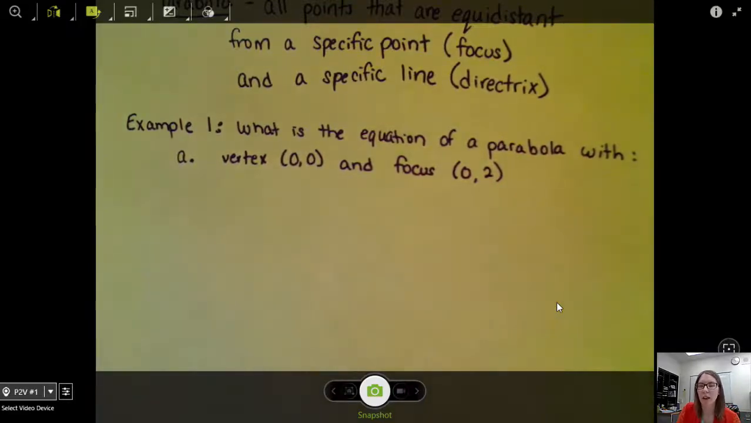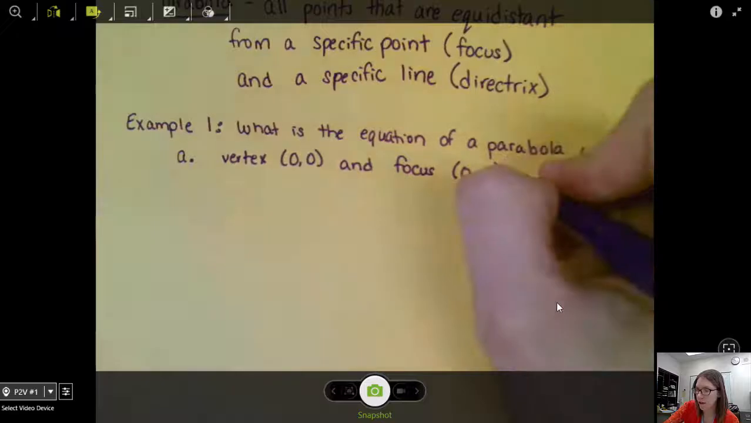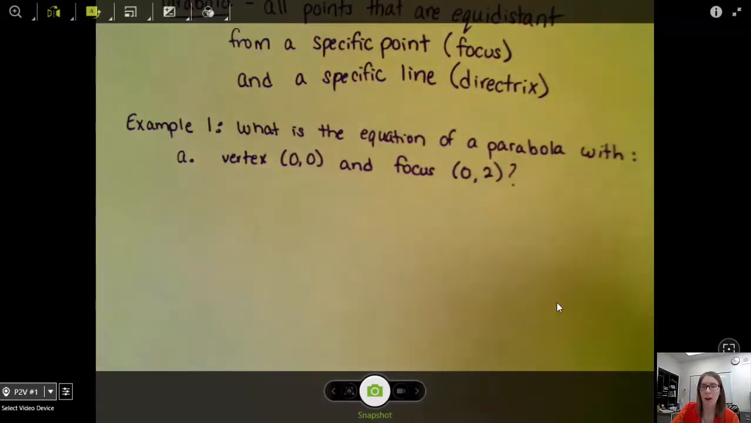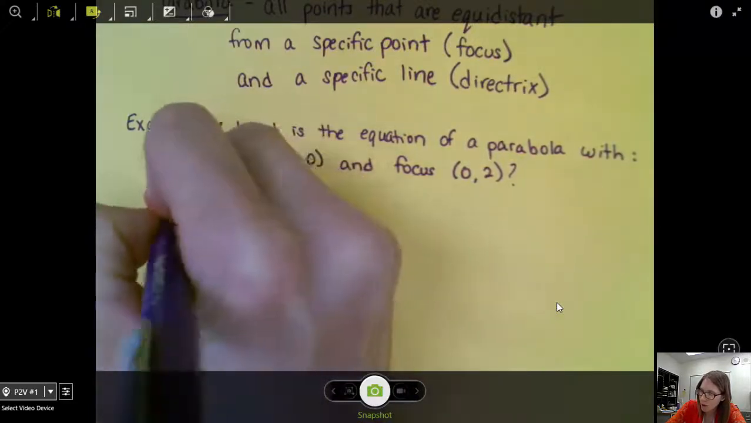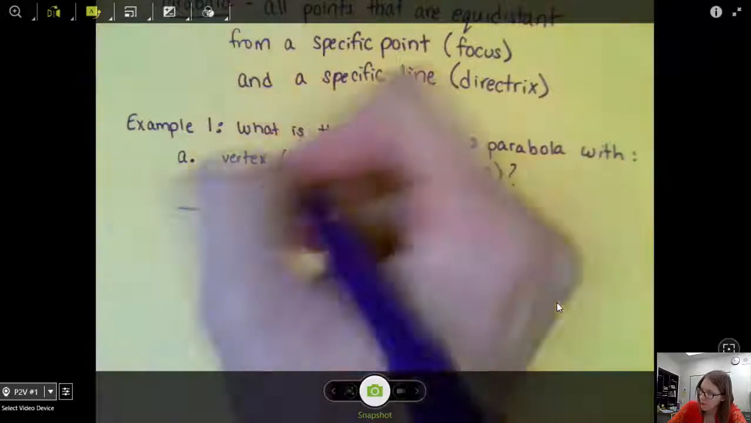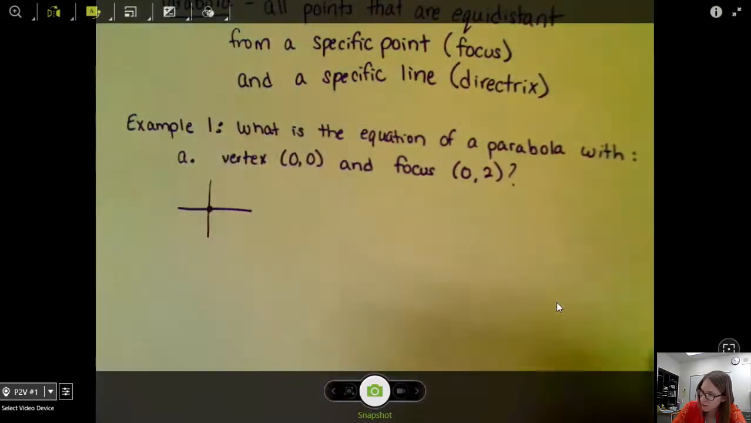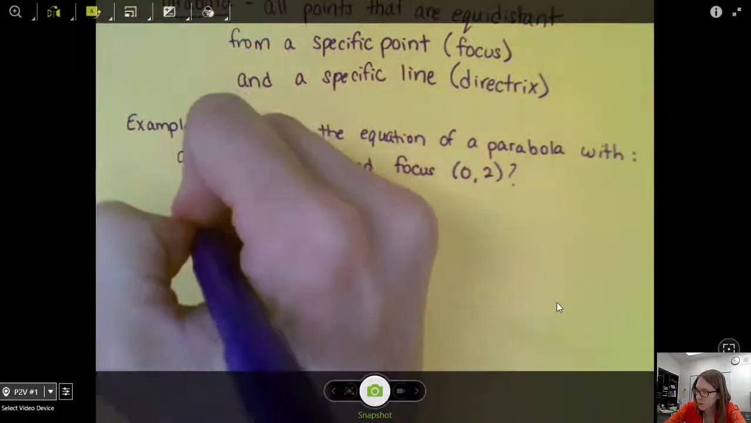Before we even think about what our equation is going to look like, I like to start off by making just a rough sketch of what we have for our parabola. So here's my x and my y axis. My vertex is 0, 0, and the focus is 0, 2.